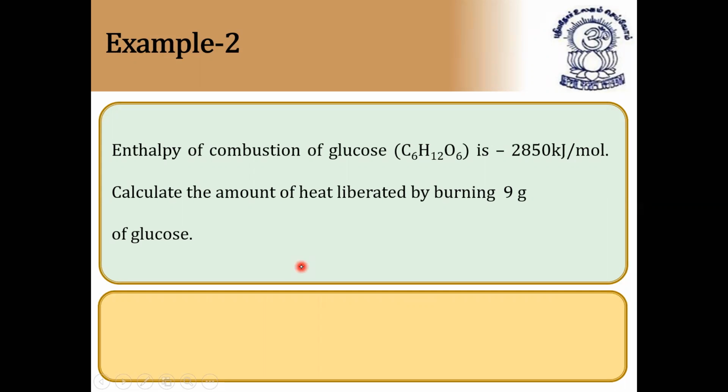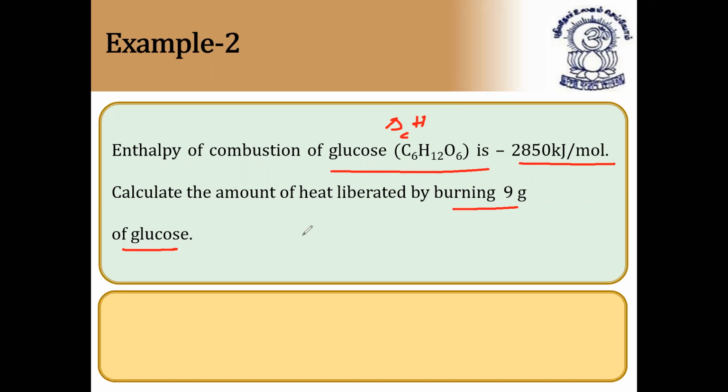The enthalpy of combustion of glucose is given for 1 mole of glucose: delta H of C is equal to minus 2850 kilojoules per mole. It is for 1 mole. Calculate the amount of heat liberated by burning 9 grams of glucose. So for 9 grams of glucose, how much heat is liberated?